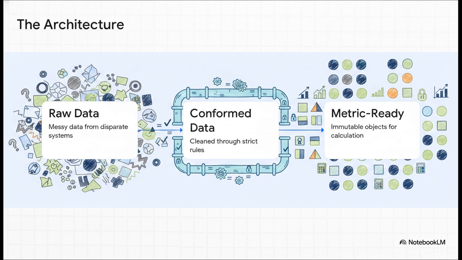The engine pulls this off through a strict 3-tier architecture. Tier 1 is that messy raw data we just talked about. Tier 2 is the conformed data pipeline, which normalizes that mess.